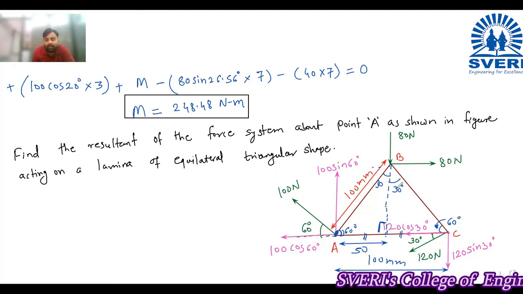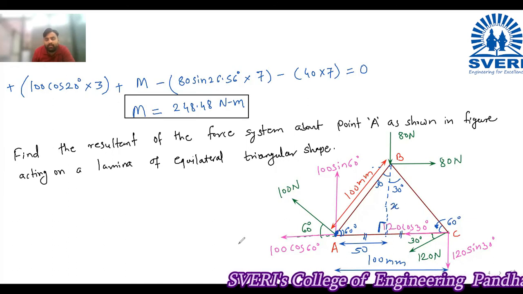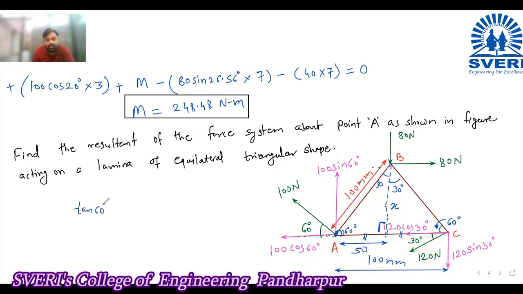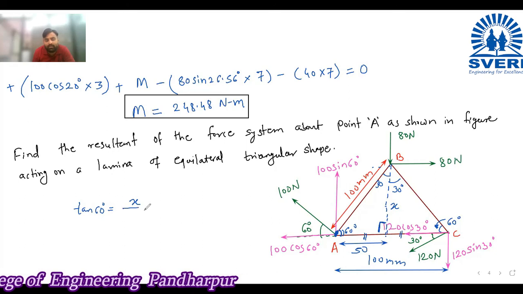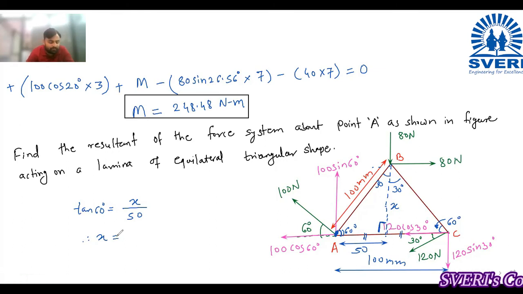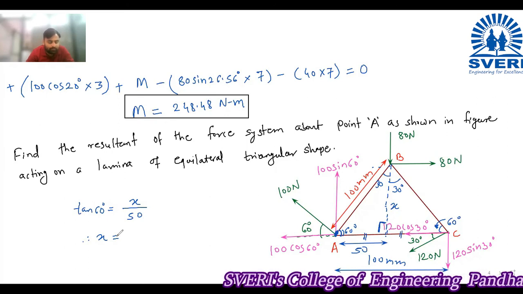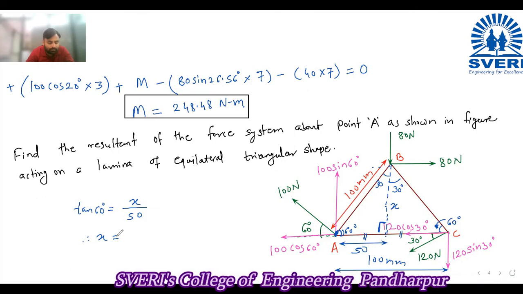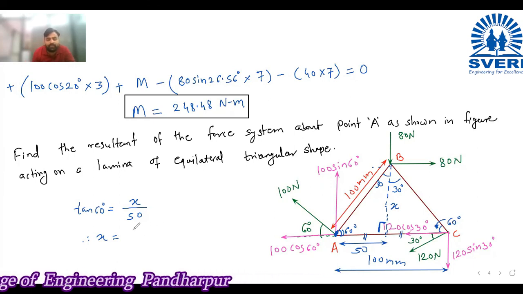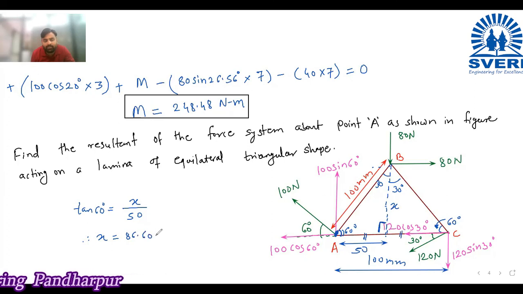So I can use tan theta. Okay, let this side be x. If I use that here, then tan of 60 is equal to the opposite side x divided by the adjacent side 50. Therefore, x is equal to 50 tan 60. So this x is 86.60 mm. This is the value of x.